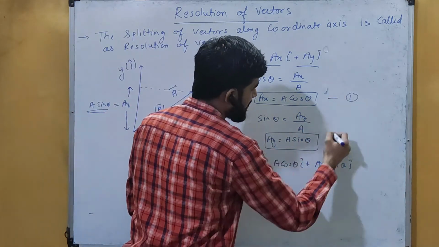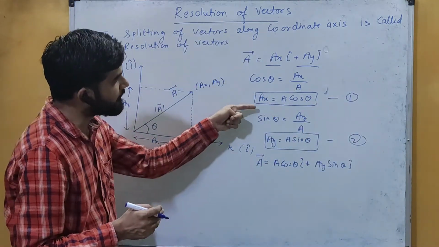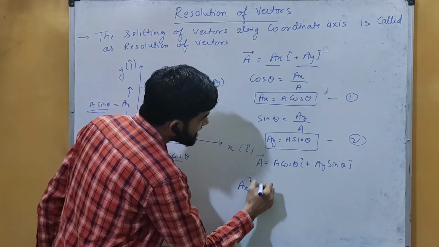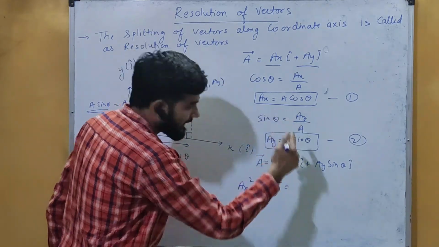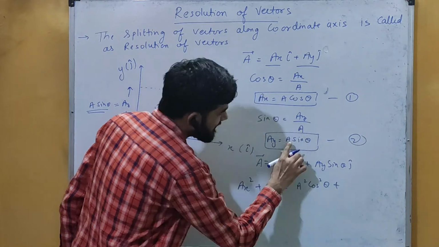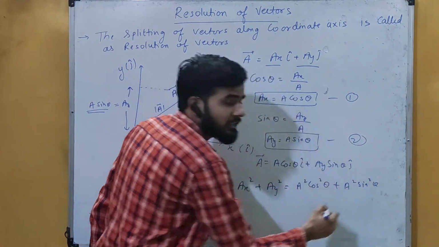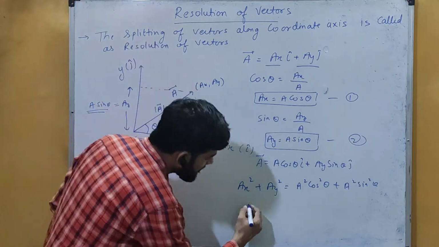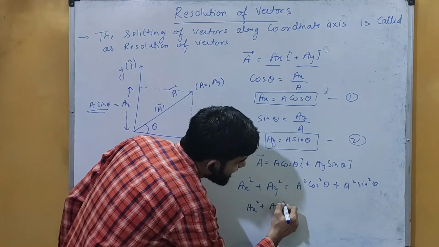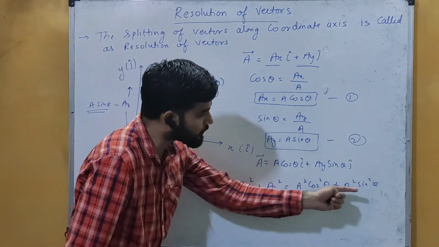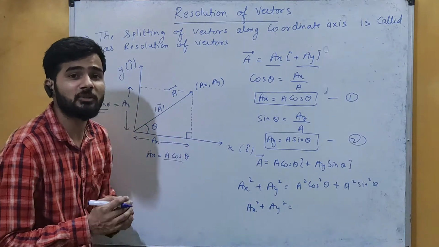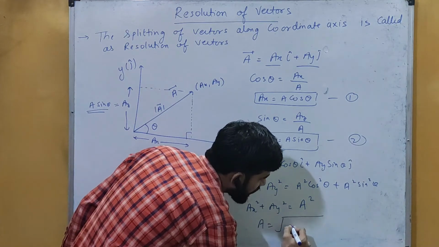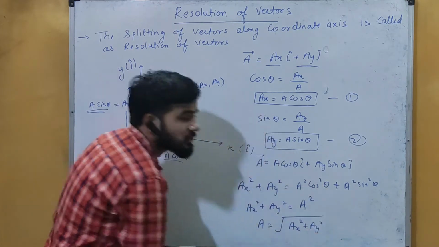We take this as equation number 1 and this as equation number 2. Now I will square and add both of these. So we get ax square plus ay square, which is A square cos square theta plus A square sin square theta. We have squared equations 1 and 2 and then added both. Taking A square common, we get sin square theta plus cos square theta, and sin square theta plus cos square theta equals 1. So this becomes A square. It means I can write A equals root of ax square plus ay square.